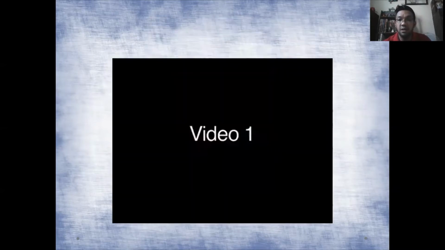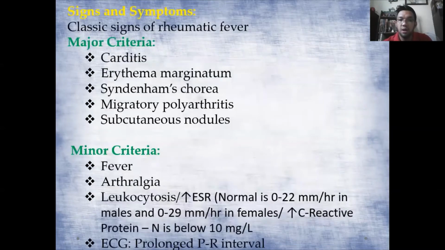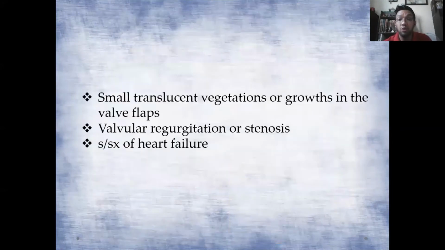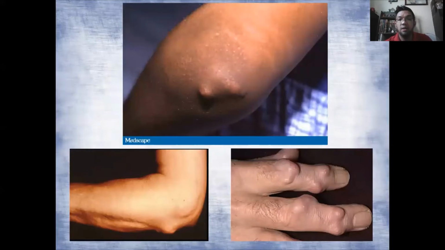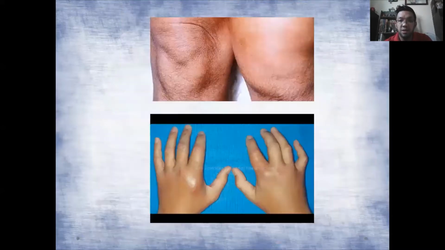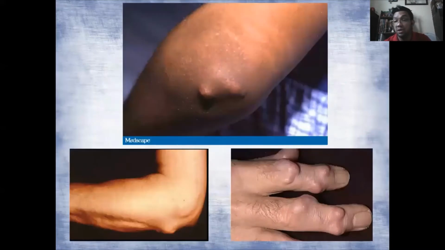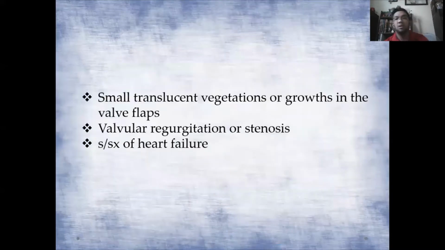And these are the subcutaneous nodules, rather, that are seen in the patients. And arthritis can occur in the joints of the patients as well. There are also small translucent vegetations or growths in the valve flaps. That occurs, and this can lead to valvular regurgitation or stenosis. It can complicate to this.